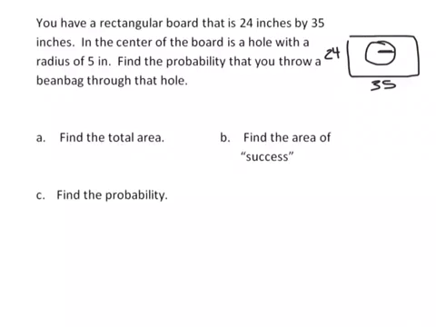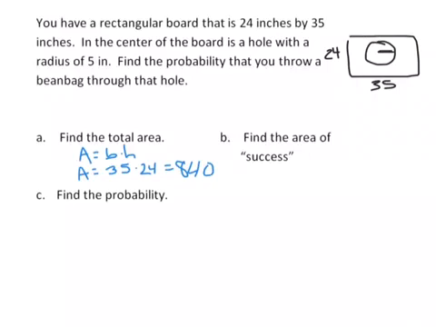So same thing, we need to find the total area again. Find the total area of the board. That's going to be base times height. And that area is 35 times 24. 840 is our total space on that wooden board.